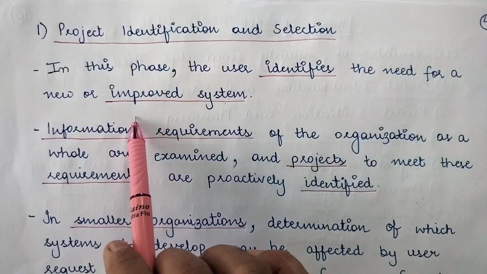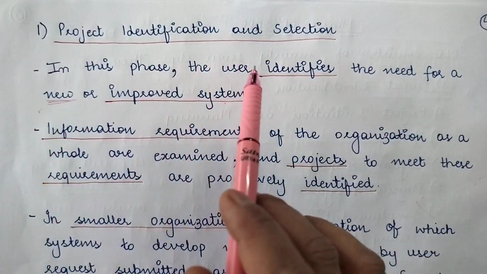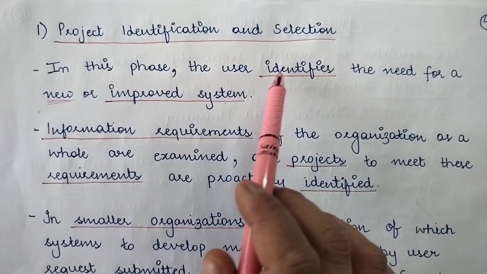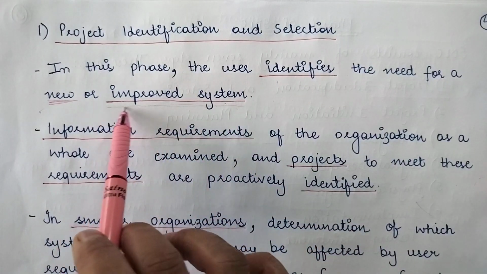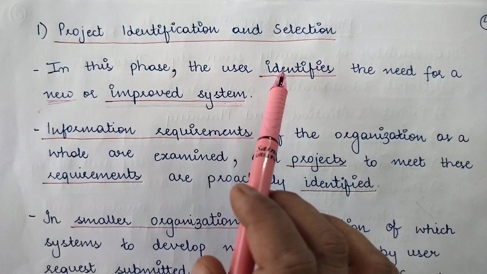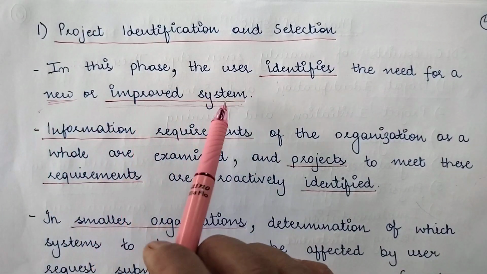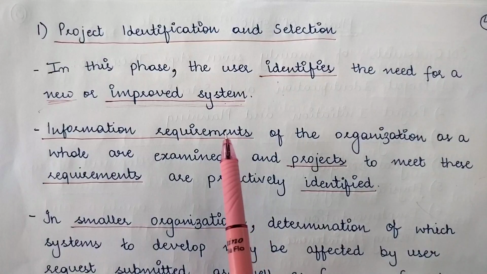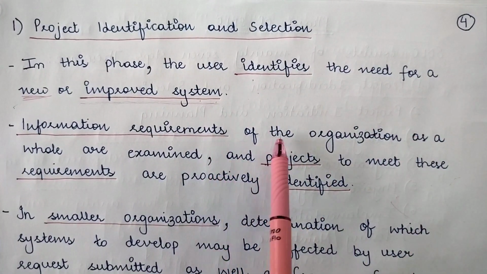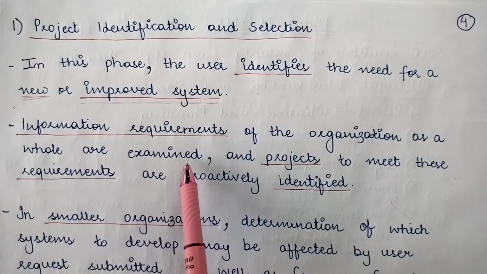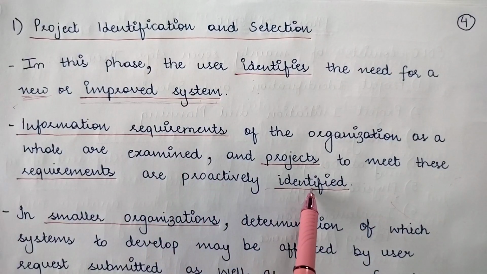So, there are two scenarios here. The first is the user wants a completely new system, or the second option is that the user says the existing system can be improved by adding certain new features. So, the user comes up with a request for either a new system or an improved system. Information requirements of the organization as a whole are examined, and projects to meet these requirements are proactively identified.